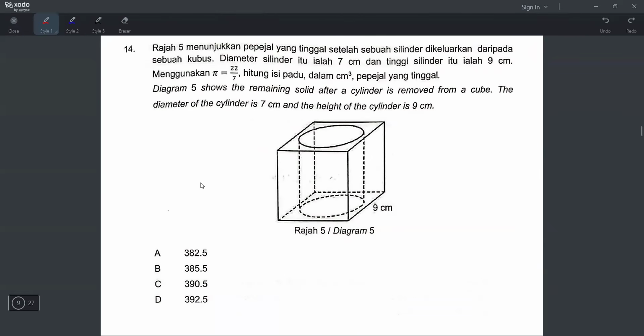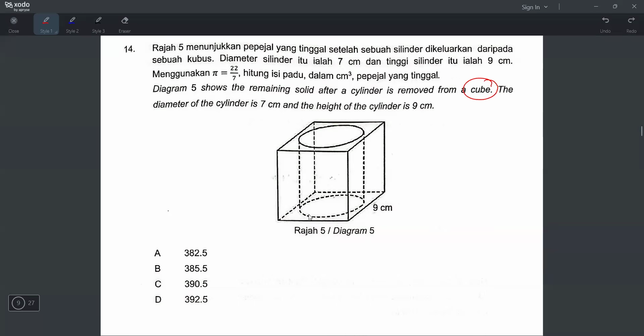Okay, number 14. Just looking at the diagram, I also know it's a lower form question. It's under the 3D solid geometrical shape. Want to find volume or surface area. Okay, let's read. Diagram 5 shows the remaining solid after a cylinder is removed from a cube.